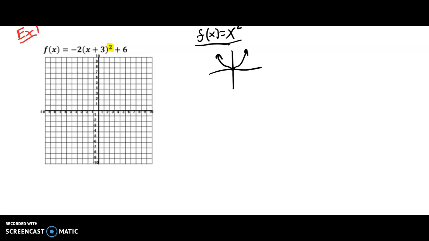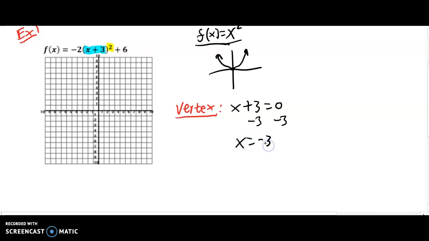Okay, next thing we want is our vertex. To find the x value of my vertex, I'm going to take this part and set it equal to 0. And the y value of my vertex is always this number off to the side. So we have -3, positive 6. Okay, let's go ahead and graph that. -1, 2, 3, -6. So we know where we're starting.